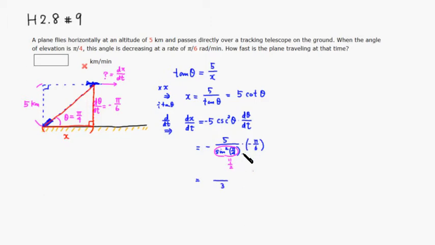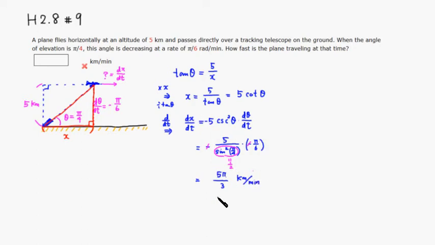The negative sign and the negative sign cancel out, and we have pi times 5, so 5 pi. Over 3, and this is in kilometers per minute.